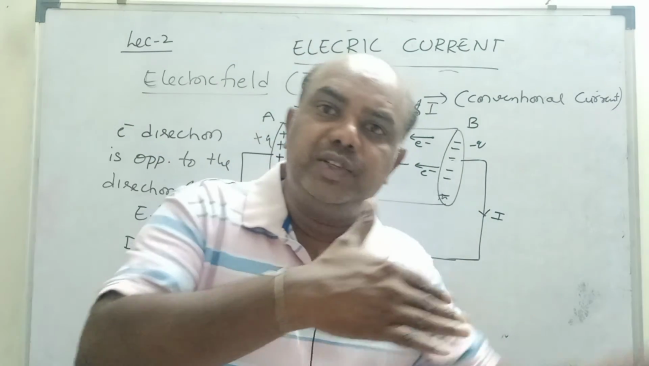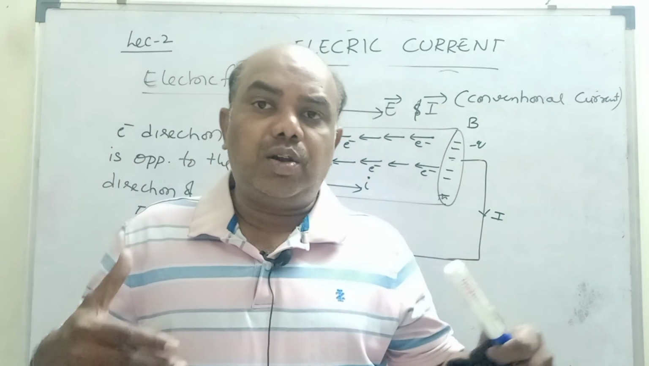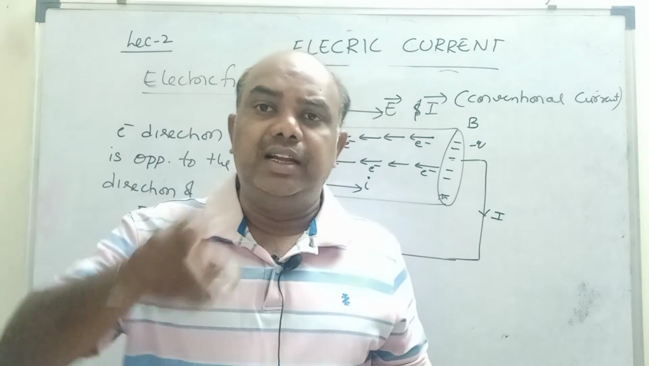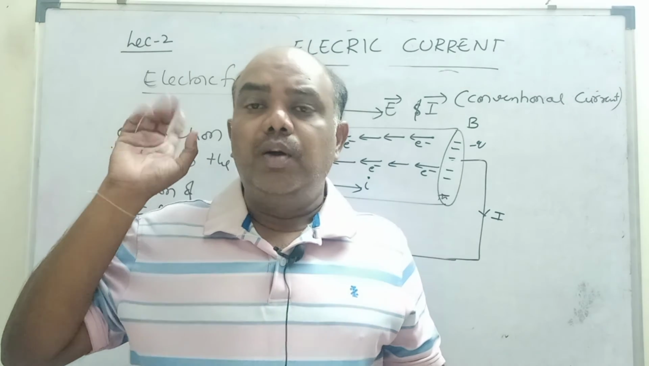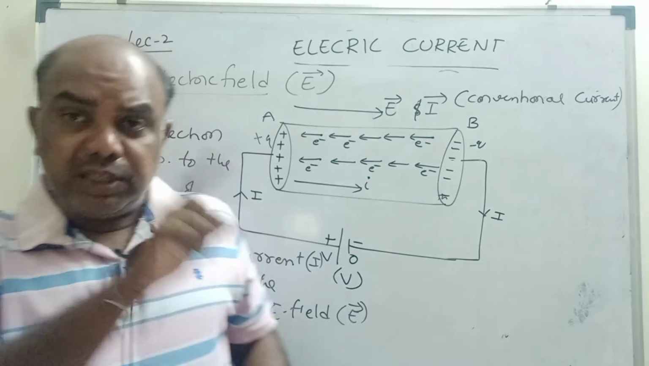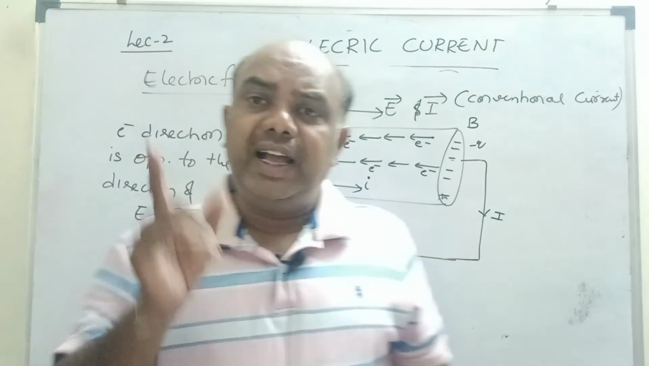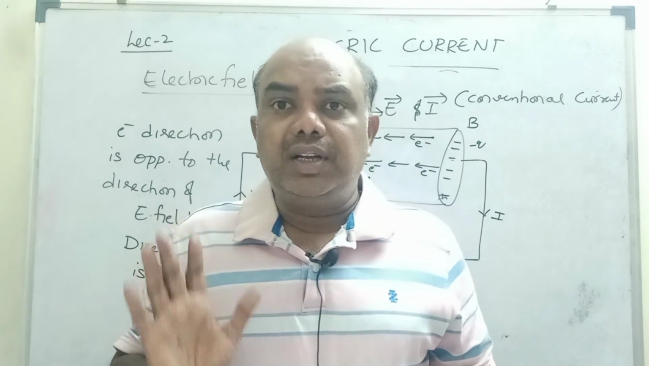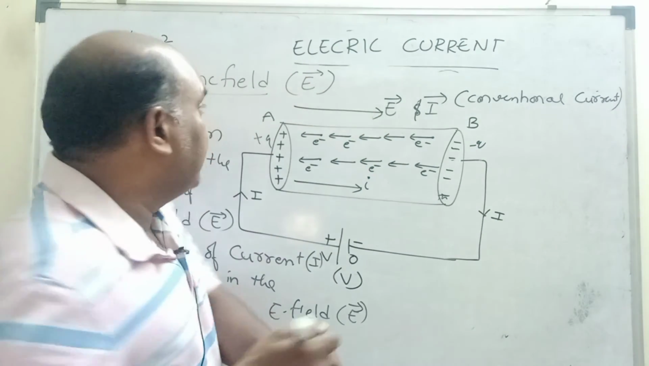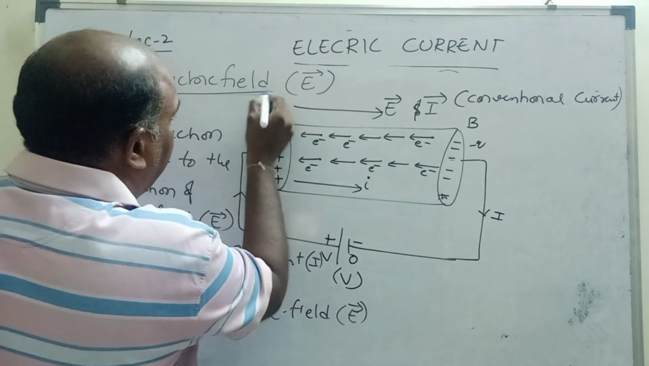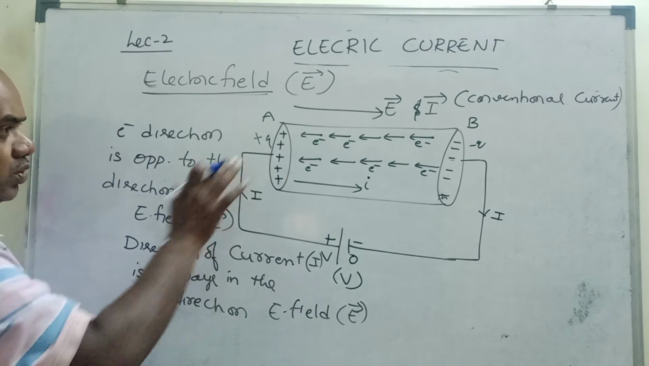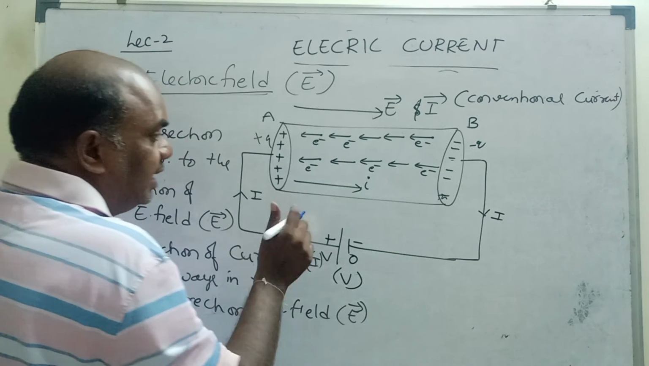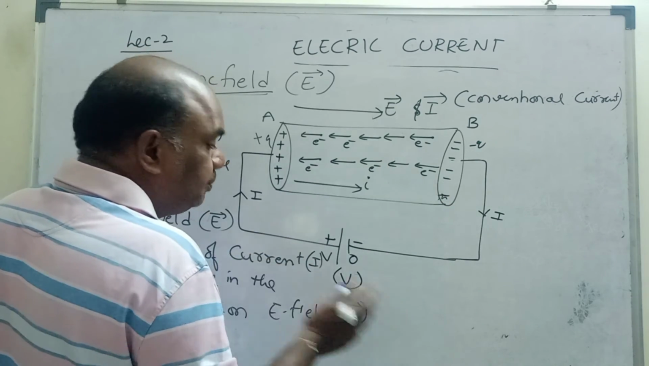Electron direction is opposite to the direction of the electric field. Electric field and current are both in the same direction. What is the direction of current? In the direction of the electric field. What is the direction of the electric field? Battery positive to negative, or you can say higher potential to lower potential. Understand, children? This is the direction of electric current. Most important: electric field and current direction are the same. Current direction is always considered as the electric field direction.